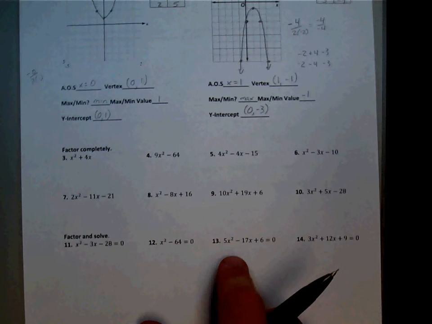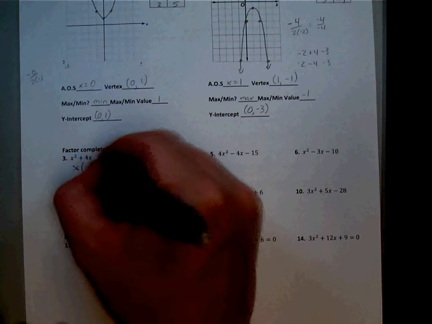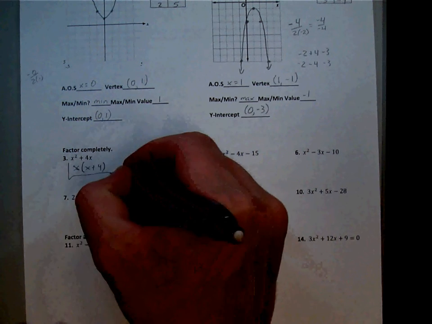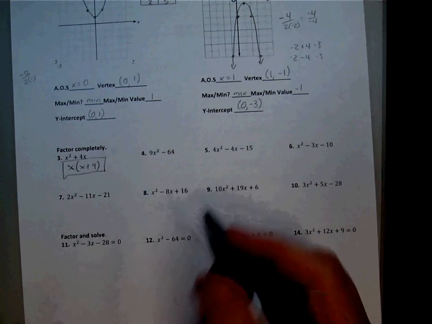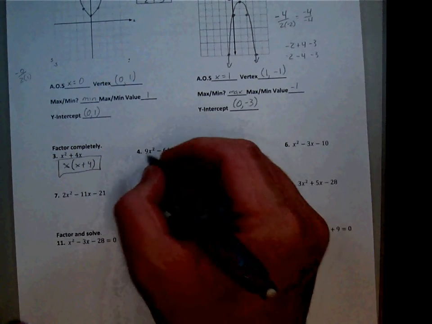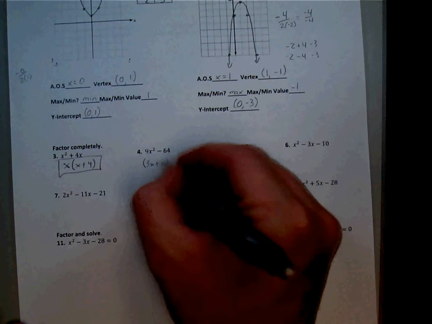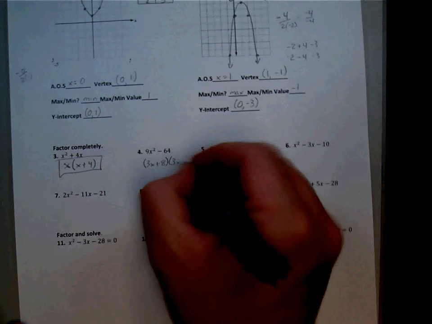Alright, now factor. Number 3, they have an x in common, so factor it out. x times x plus 4. I no longer have a square, so I'm done. Number 4, now there's no x term, but it is a difference of 2 squares. 3x plus 8, 3x minus 8.